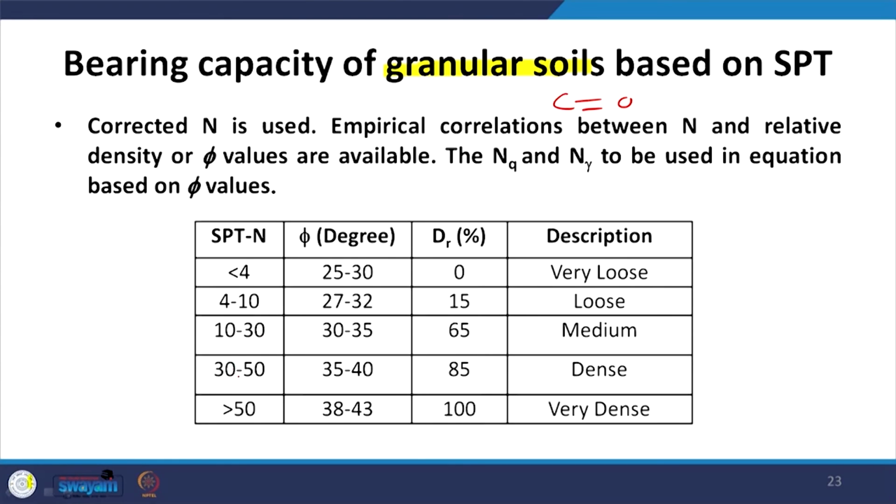If SPT values are more than 30 and less than 50, then we say it is dense sand, and the phi values will be between 35 to 40 degrees with a relative density of 85%. But if your SPT is more than 50, that means we consider it as a refusal, then phi will be 38 to 43 degrees and relative density is almost 100% with a very dense sand.